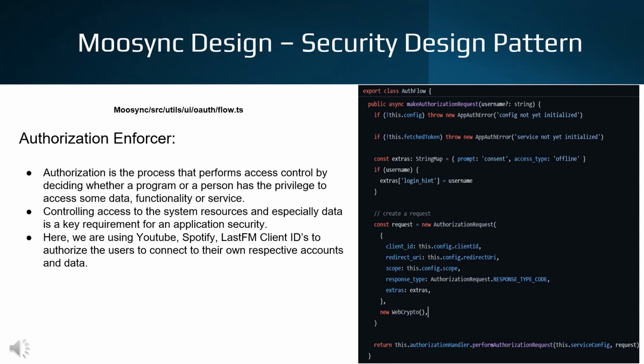This pattern is implemented through the authflow class, which handles the entire OAuth authorization flow. Here, we are using client IDs from services like YouTube, Spotify, and Last.fm to authorize users to connect to their own respective accounts and data securely. Upon initiating the authorization process using the authorization request class, this class generates an authorization request and handles the response through a custom request handler.